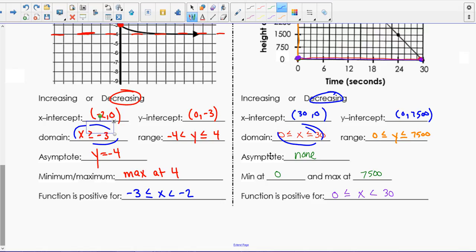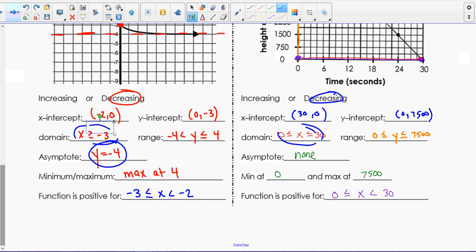Okay? Asymptotes have to be written as lines like this, y equals. Minimums and maximums, you have to state what it is. So a minimum at a height of 0, a maximum at a height of 7,500. It's implied that it's a height, so we're talking about looking at our y-axis. And then where the function is positive means what x values are going to make you be above the x-axis.